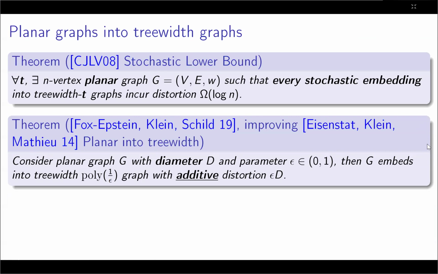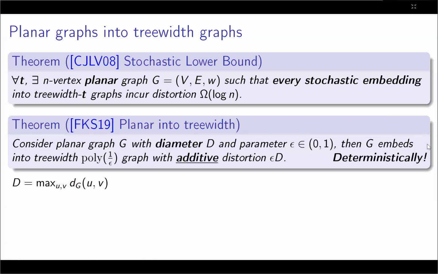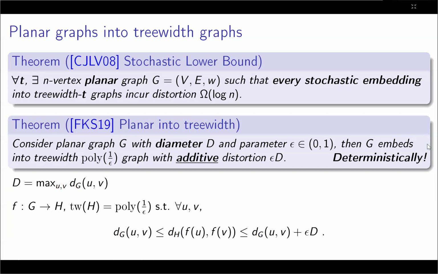Specifically, they showed that given a planar graph with diameter d and any parameter epsilon, you can embed it into graphs with tree width polynomial in 1 over epsilon and additive distortion epsilon d. And this is deterministic. What does it mean? You have some diameter d, and the guarantee is you have an embedding into some graph with small tree width, polynomial in 1 over epsilon, such that for every two points u and v, the distance is at least dominating, and the distortion is at most additive epsilon d. So it will increase by at most epsilon d. If you start with far points, then this is a good distortion.